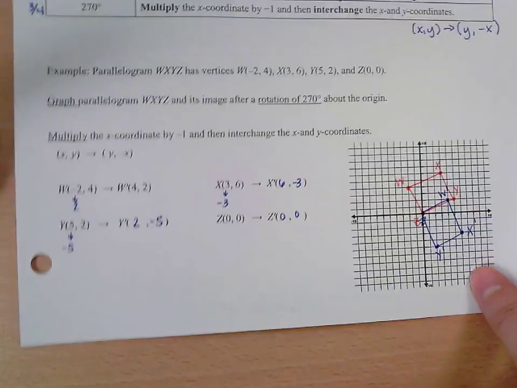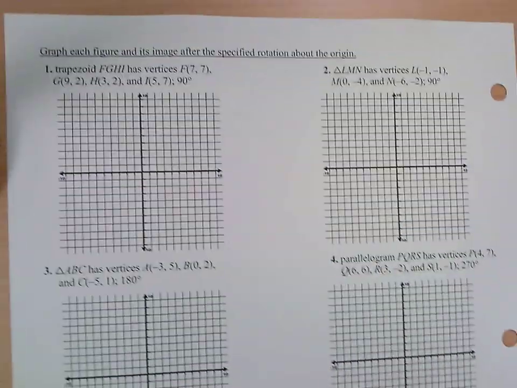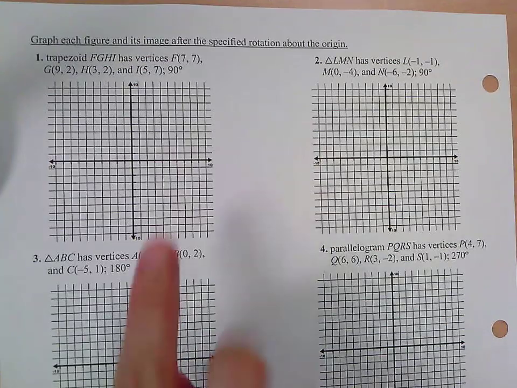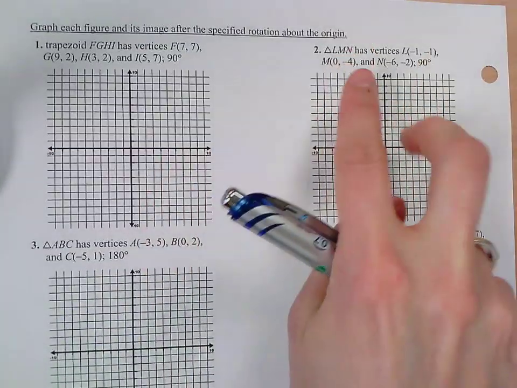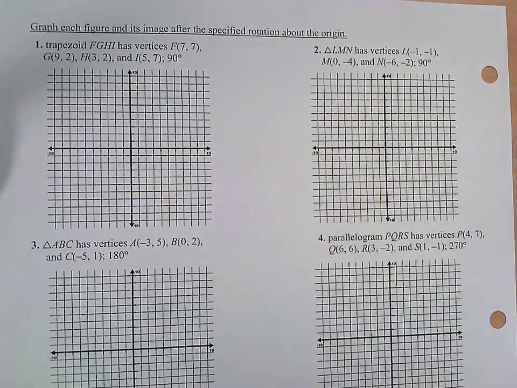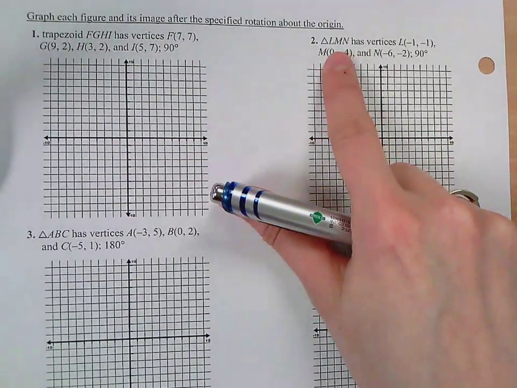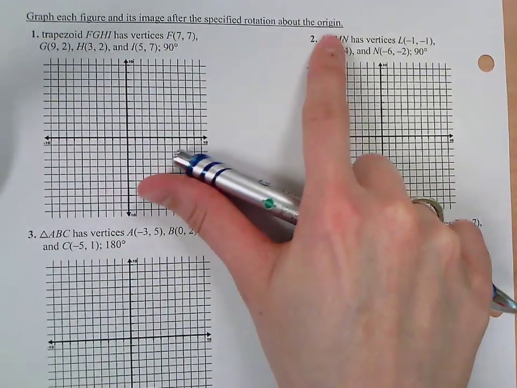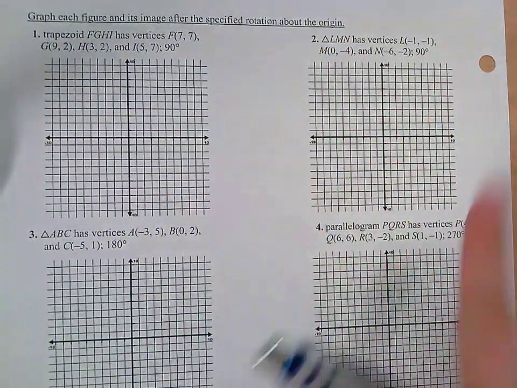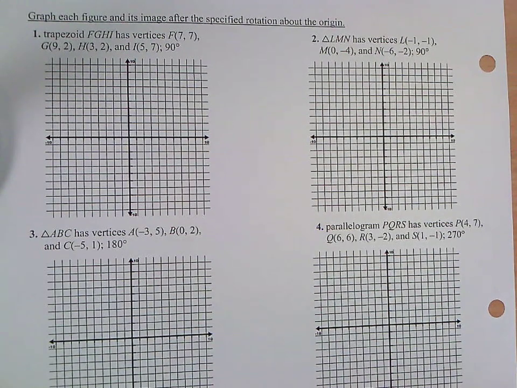Okay. I am going to skip this first one here. Actually 1 and 2 are both a rotation of 90. I'm going to do 2 just because it's a little bit quicker since it's a triangle versus a trapezoid. So we have triangle LMN with the following vertices. We're rotating 90 degrees, and these are all rotated about the origin. So if you were making a circle, the center is the origin.